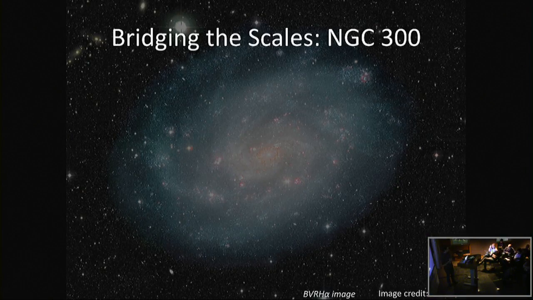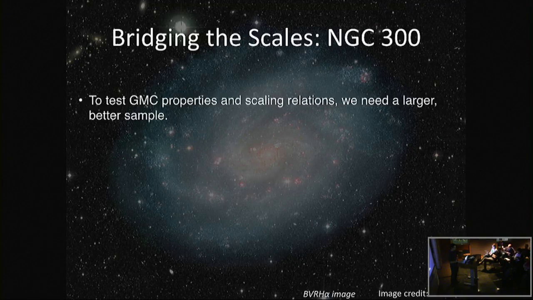So this brings me to what I've been doing for the last several years, which is to go to one nearby spiral galaxy, NGC 300, and to try to do a comprehensive analysis of the GMC population there. One of the main issues with the Milky Way is that we can't go out very far very reliably because we're in the disk of the galaxy. So actually going to another galaxy is helpful in this regard. All the clouds are at the same distance, and so their properties will be relatively more accurate compared to one another.